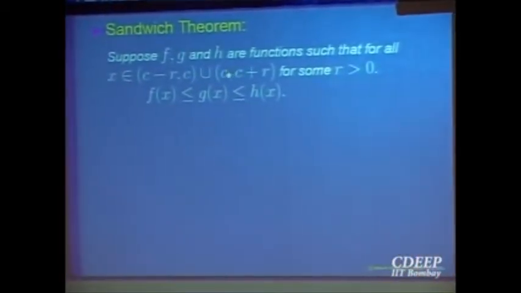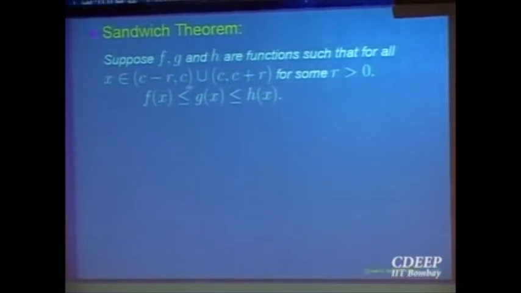So look at three functions f, g and h defined in an interval around the point C. They may not be defined at the point C, right? But what we want is that in the interval C minus R to C plus R, except at the point x equal to C, f of x is less than or equal to g of x, which is less than or equal to h of x. So at all points nearby the point C, f(x) ≤ g(x) ≤ h(x). So if f has a limit, h has a limit, and both the limits are the same, then g also will have the limit and it will be the same value, right?